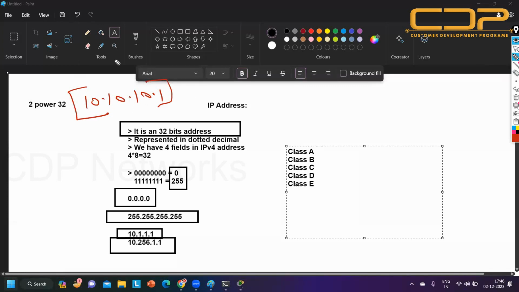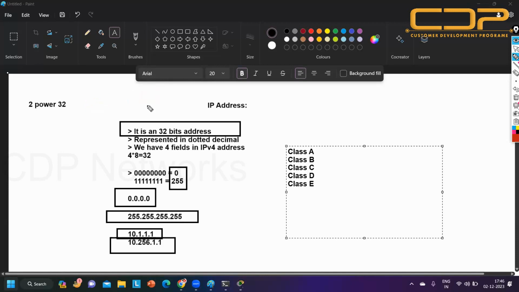The first field is this one. The value in the first field will determine which class this IP address belongs to. In the first octet, the value is 10. That means this IP address belongs to class A. So if someone asks you how we divide IPv4 addresses into classes, we divide them with the help of the value present in the first octet.